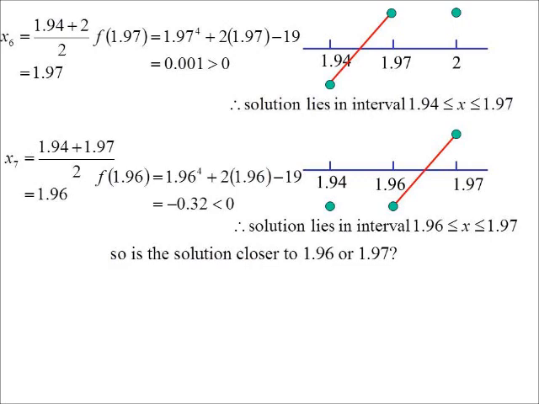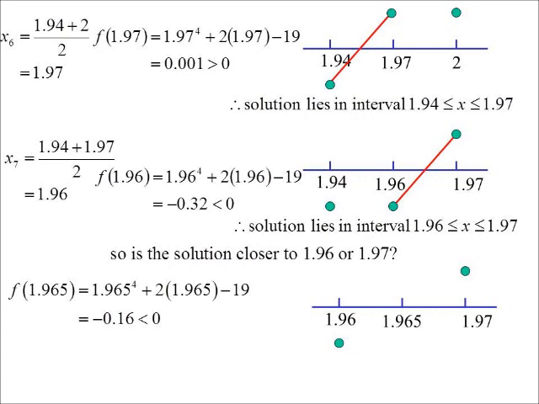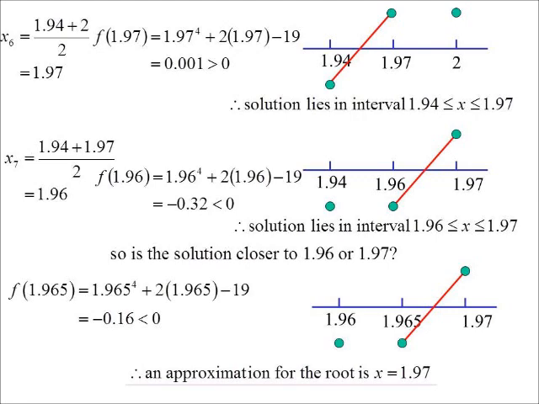What we basically do then is go to 1 decimal place more. And I want to see which side of 1.965 it lies on. And then that'll tell me which one it's closer to, 1.96 or 1.97. Now, 1.965 turns out to be a negative number. So all right, as it turns out, it is closer to 1.97 than 1.96. So that's going to be my approximation, 1.97.